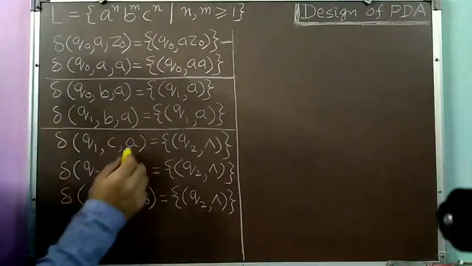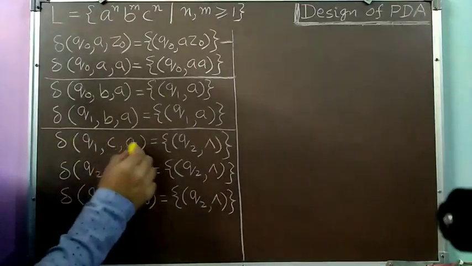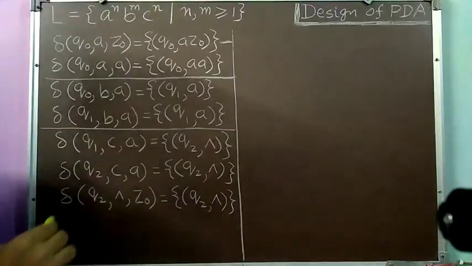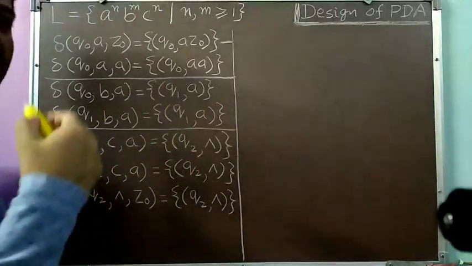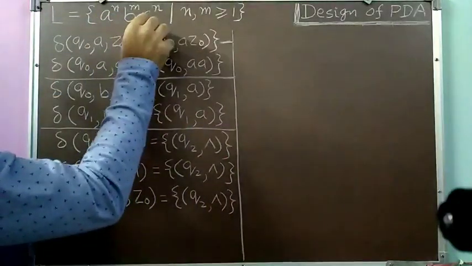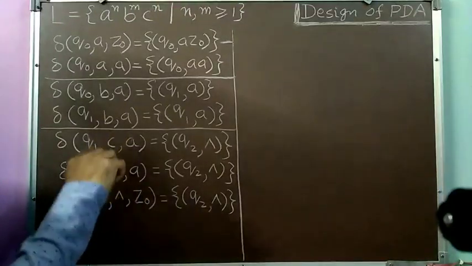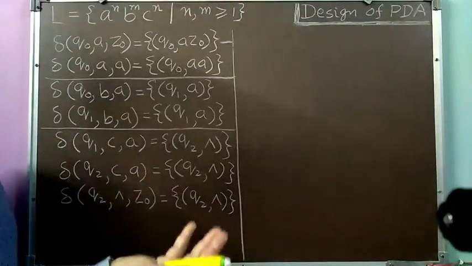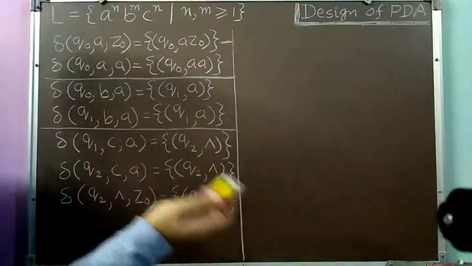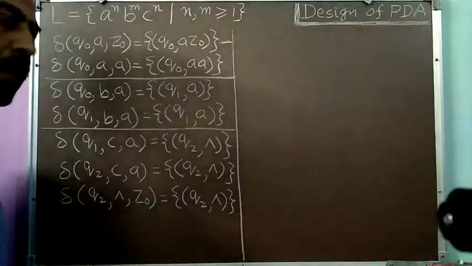In the input, we are getting C, and on the top of the pushdown store, there is an A. Now, corresponding to this C, we have to match these C's with the A's because we want the number of A's and the number of C's to be equal. For matching, we perform a pop operation corresponding to each C. We will be popping one A from the pushdown store.